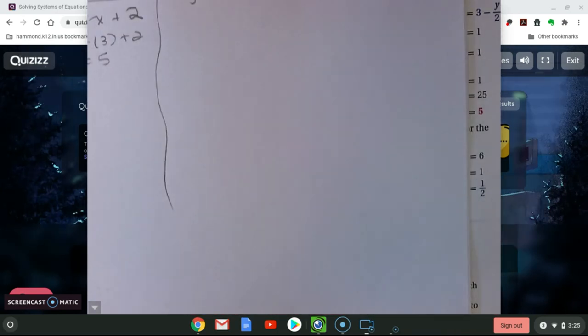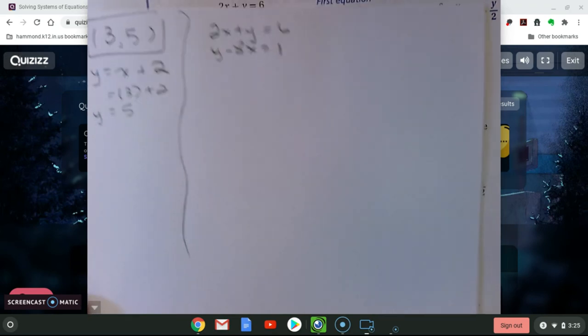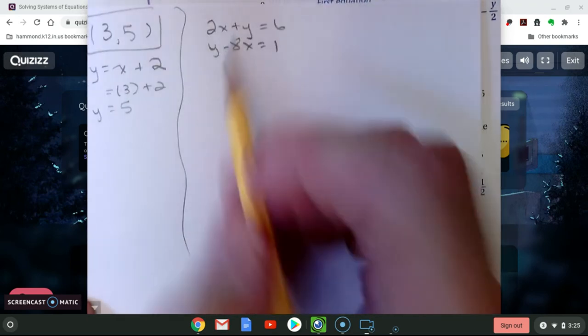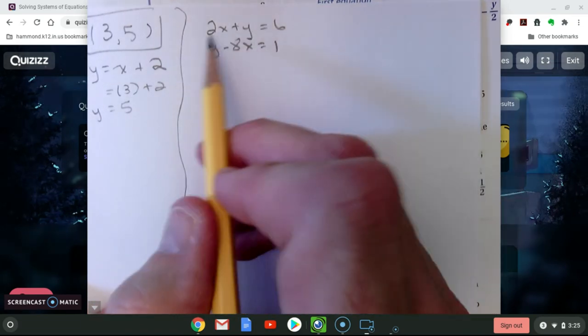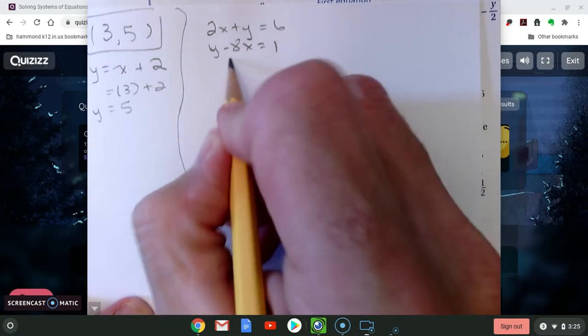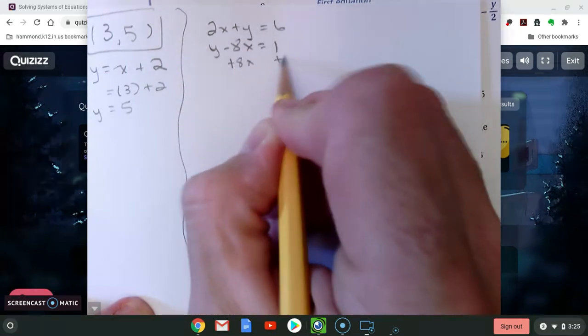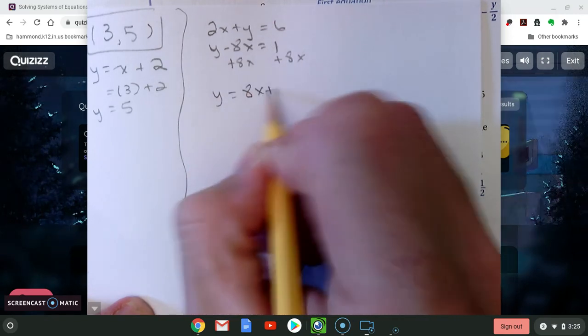So in this example, neither of these equations is solved for y right now. And we see that both are pretty easy to solve for y. I could subtract 2x from both sides here, or add 8x on both sides here, and that's what I'm going to do. So y equals 8x plus 1.